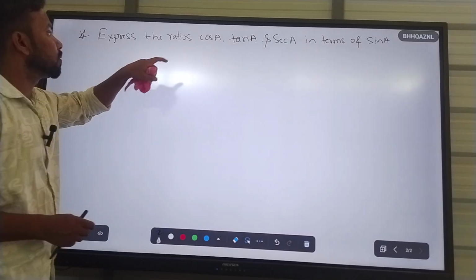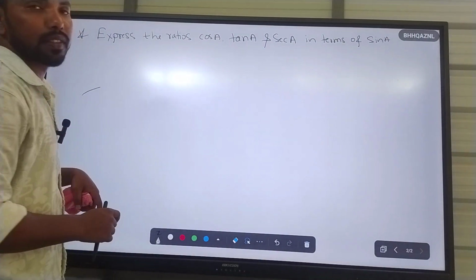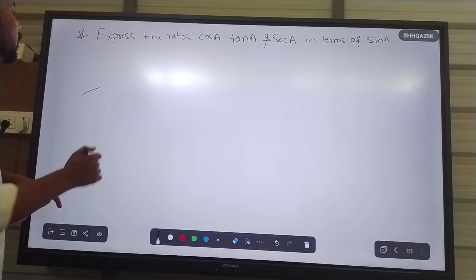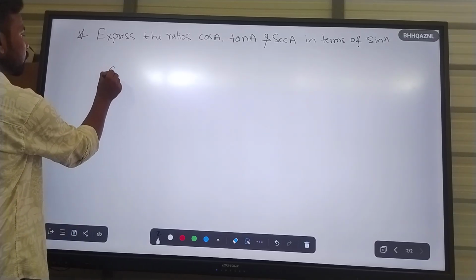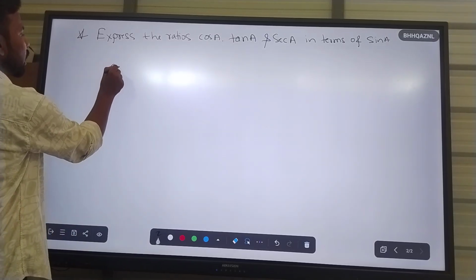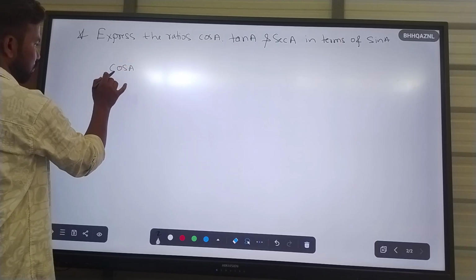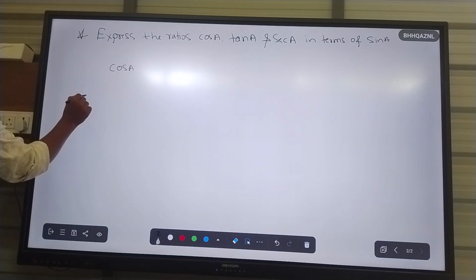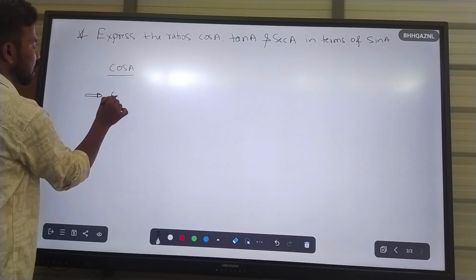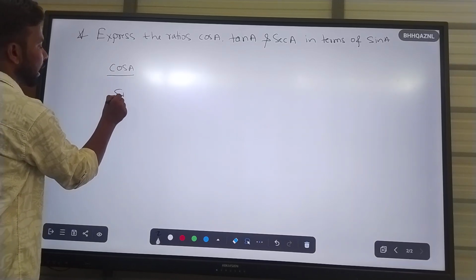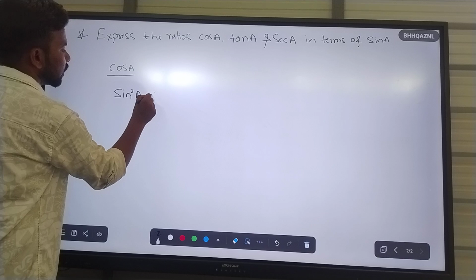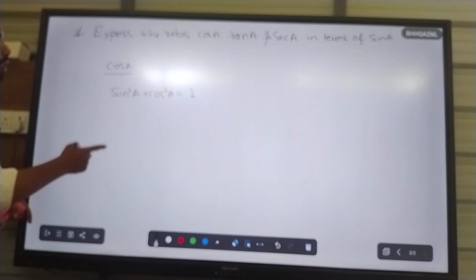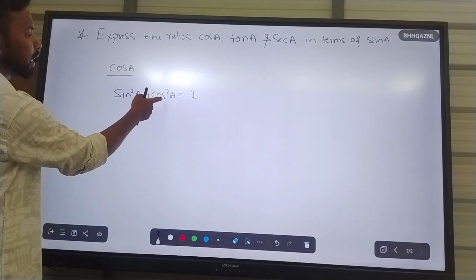Express the ratio cos A, tan A, secant A in terms of sin A. We have to express all these in terms of sin A. First, cos A. What is the relation between cos and sin? Just now we discussed the first formula. What is that first formula? Sin square A plus cos square A is equal to 1.